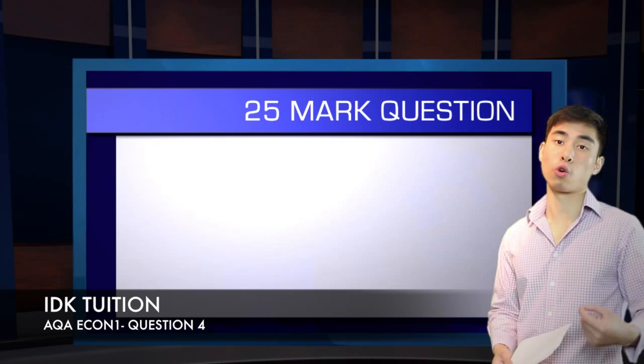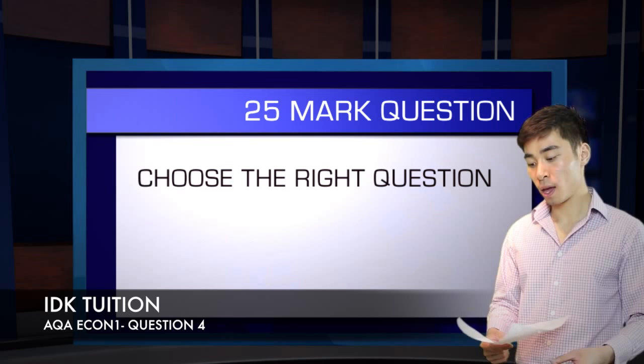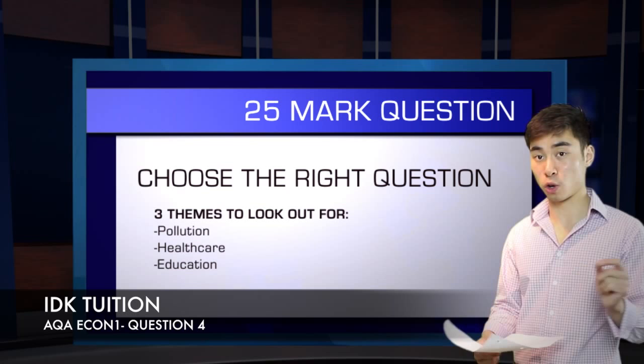question. And in order to do that, you want to choose a question which allows you to talk about merit goods and demerit goods. So you're looking out for three key themes here: pollution, healthcare, and education. So say if you're looking at your evaluation question for context number one, it allows you to talk about any of those three key themes. Obviously, you're going to choose context number one.